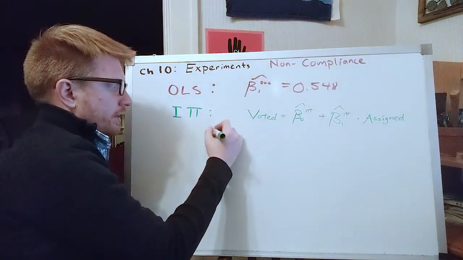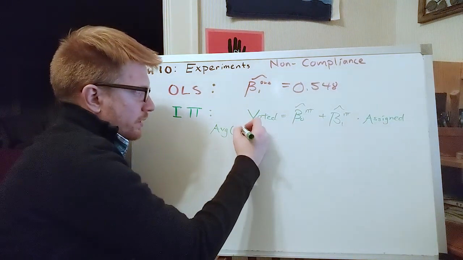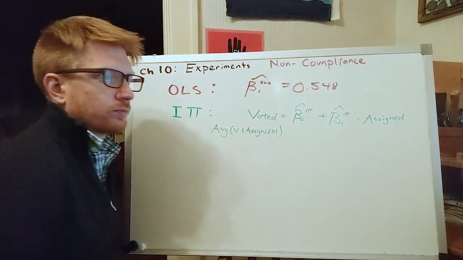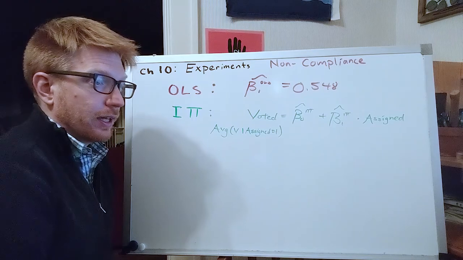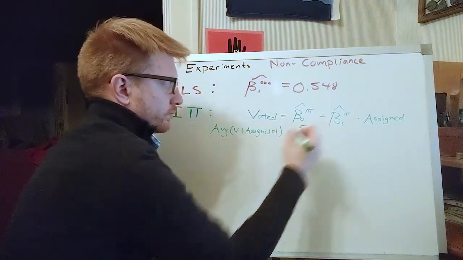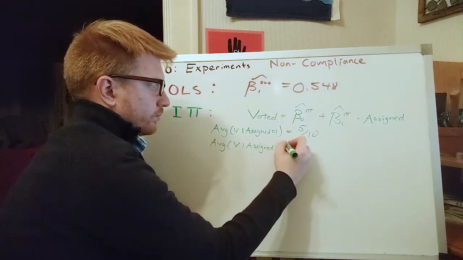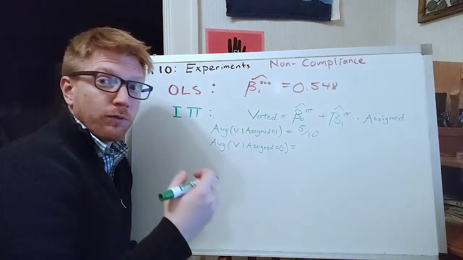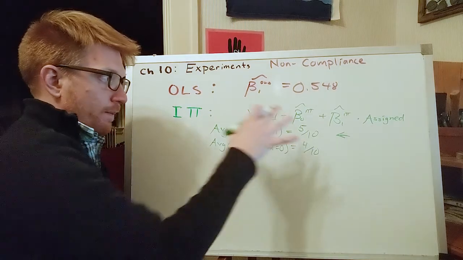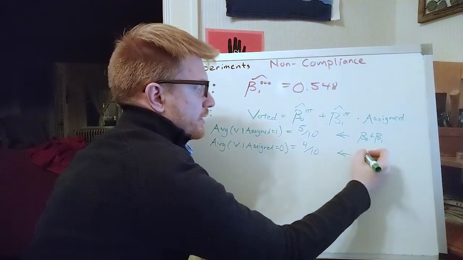If we do the math again, if we look at the average for the vote given assigned equals 1, there were 10 households that were assigned to be in the treatment group. Of those 10 households, 5 of them voted. We can look at the average vote given assigned equals 0. Again, there's also 10 households in the control group, 4 of them voted. This here is beta 0 plus beta 1. In the control group, that's just beta 0.